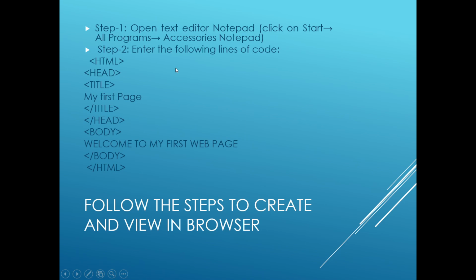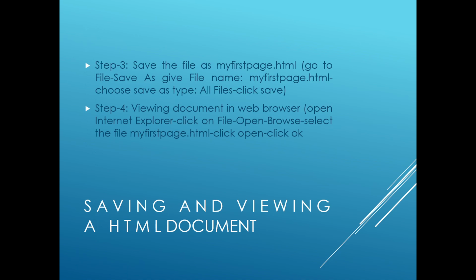Let's move to the third step of creating and viewing in our browser. Third step is to save the file as myfirstpage.html. You can give any name as per your convenience. Go to file, save as, give the file name myfirstpage.html, as it is convenient for me. You can give your name as per your choice. Choose save as type all files, click save.